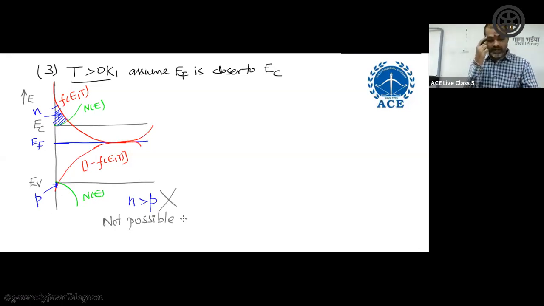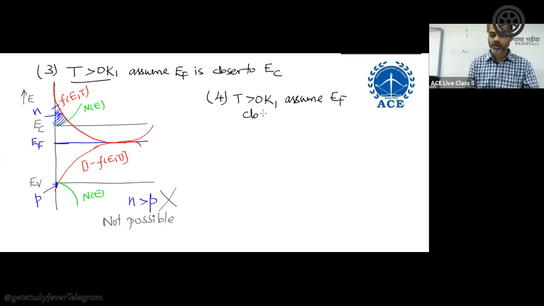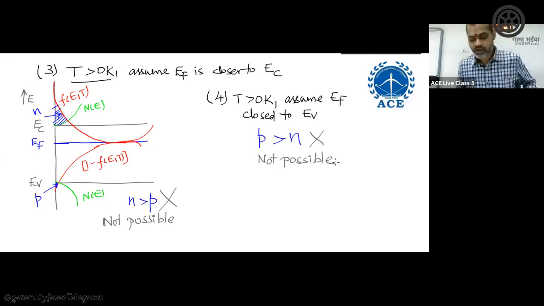So in a similar way, you take it as an exercise and work it out. Take the fourth case. Again, it is T greater than 0 Kelvin. Assume EF closer to EV, that is, you place this EF closer to EV. Try to draw similar types of diagrams. What condition are you going to get now? P will be greater than N, and this is also not possible. Try to draw this fourth diagram. So it is not possible.